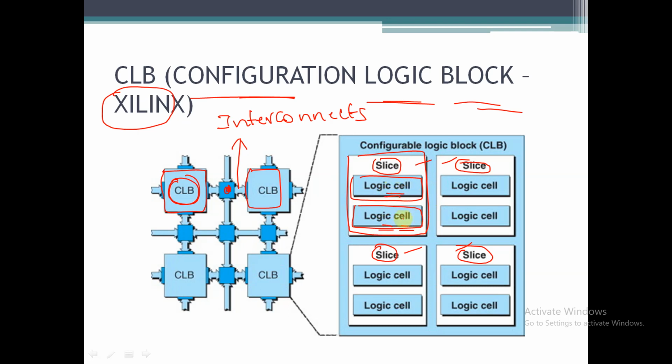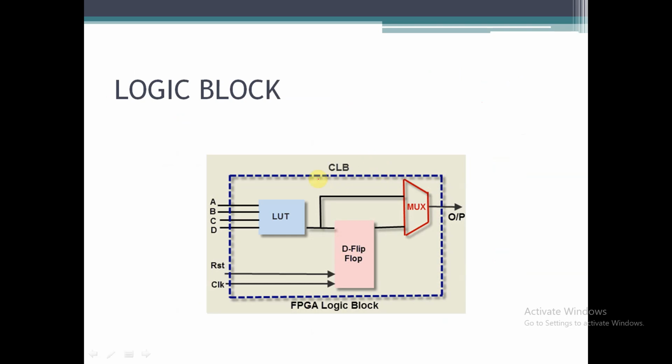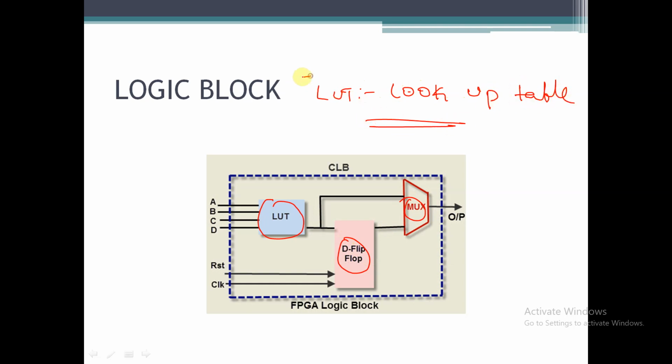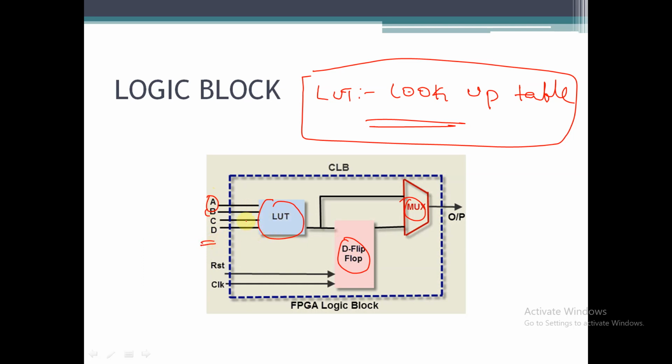Now let's see what is inside this logic cell. Inside the logic cell we have a LUT, a flip flop, and a mux. LUT stands for lookup table. Here the inputs A, B, C, D are the inputs for this lookup table, so this is basically a four input LUT. Now let's see what this LUT is.